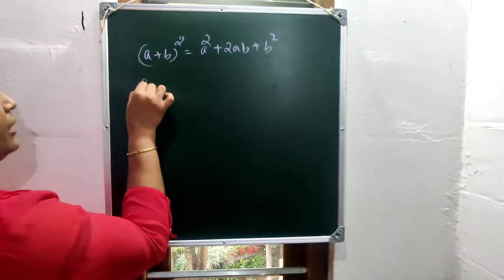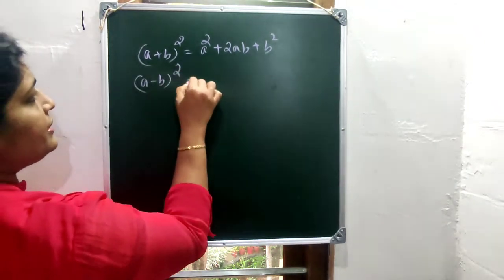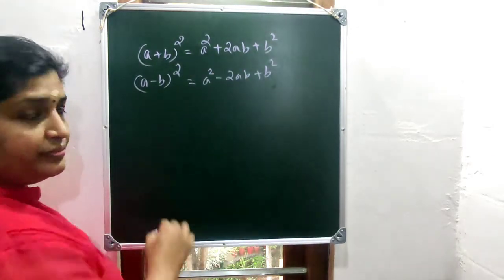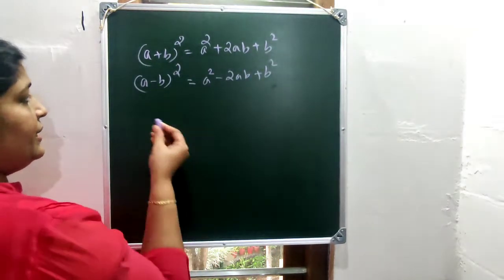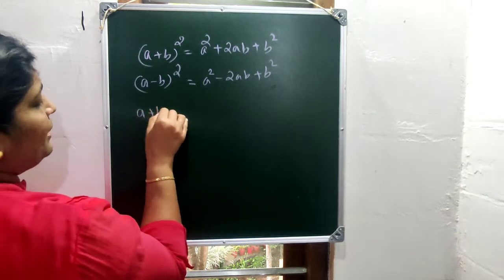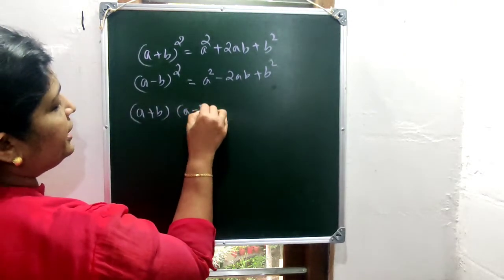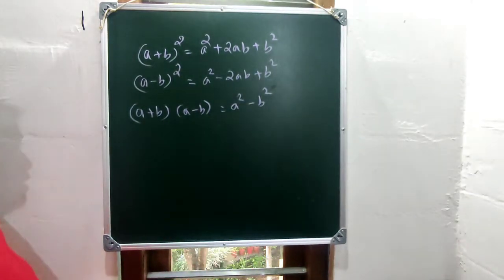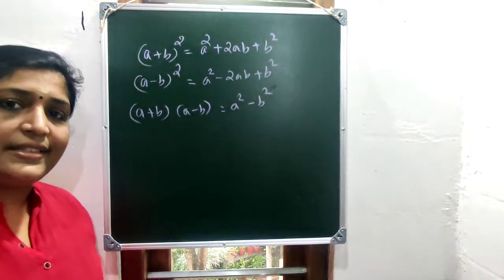Okay. Similarly, we have (a minus b) whole square is equal to a square minus 2ab plus b square. Okay, this is also an identity. And (a plus b) into (a minus b) is equal to a square minus b square. All these are called identities.